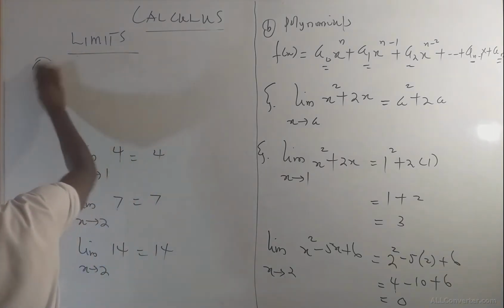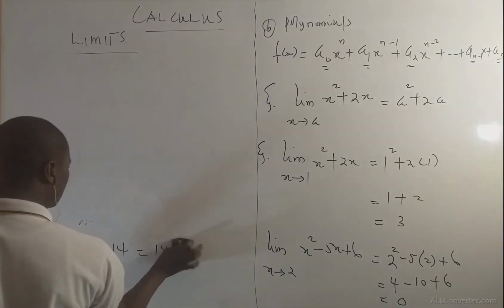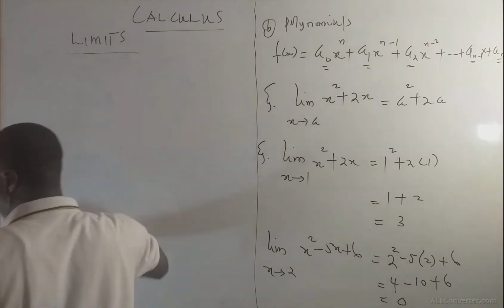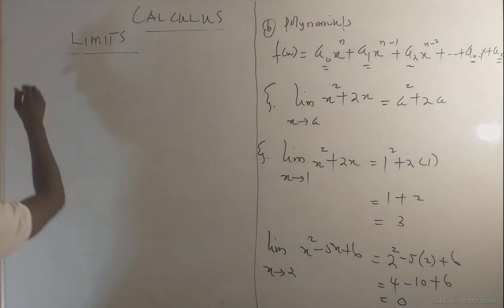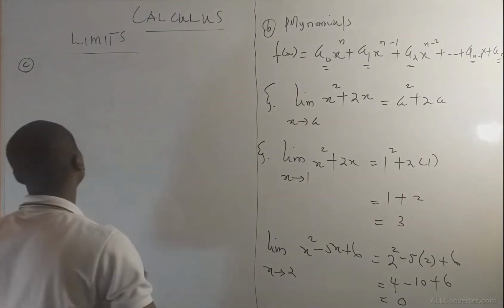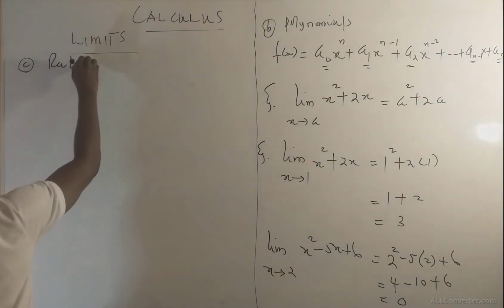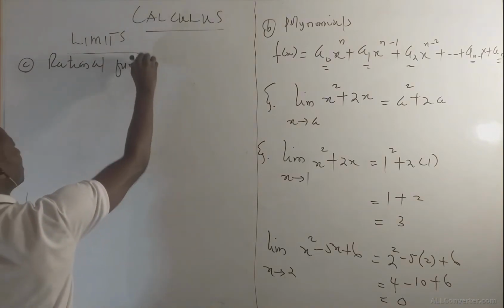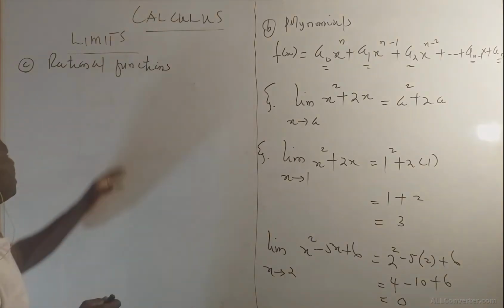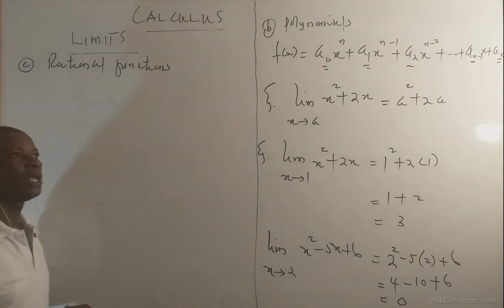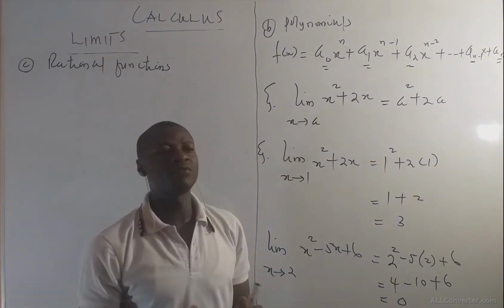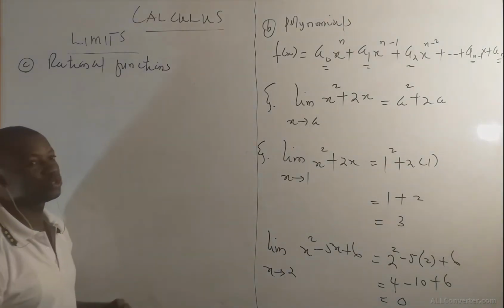Then we also have what we call the limit of rational functions. When we talk about rational functions, I also have a presentation on the same platform on rational functions, so you can look at it to understand rational functions in general. But for the sake of limit, we are going to consider one or two examples. A rational function is just the division of two polynomials. When you divide one polynomial function by the other, whatever you are getting is what we call the rational function.